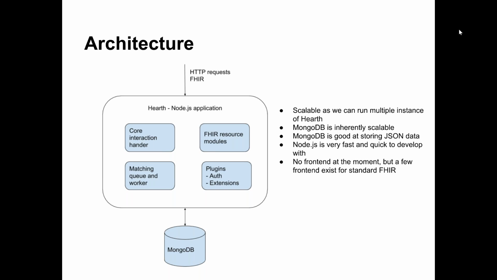So the next thing and final component within the HEARTH architecture is the matching queue and worker. So this basically supports the matching of resources. So we have a matching queue. Basically anytime a resource is updated or created, we add it to the matching queue so that over time it will be matched against everything else that exists in the database and see if there's a potential link with something that already exists.